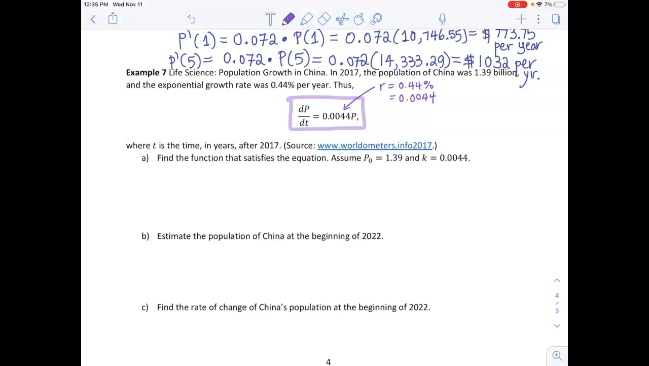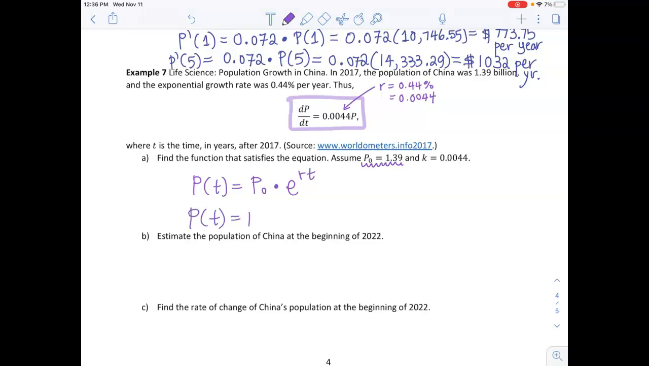Alrighty, let's go ahead and write the equation first then. They said write the function that satisfies the equation. So I'm going to say population of China, P of t, is equal to, I was going to write a C, but they gave us the initial population not in year 0 but only in year 2017. So P naught times e raised to the r times t power.